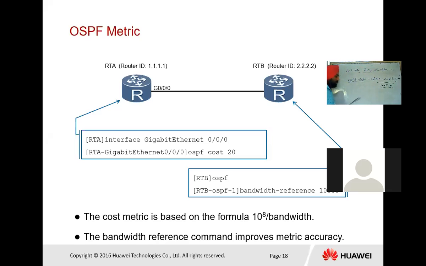So with this formula, the cost of the interface is the reference bandwidth divided by the interface bandwidth. This gives a cost metric of 1562 for 64 kilobits. For a serial port, for example, we are taking 48.